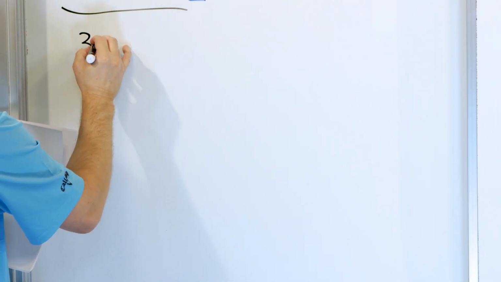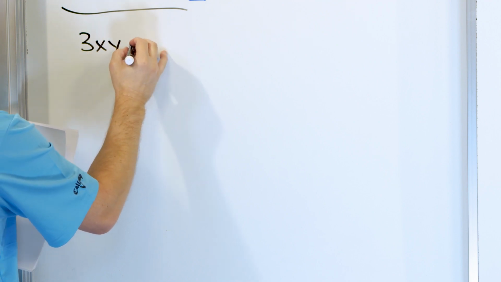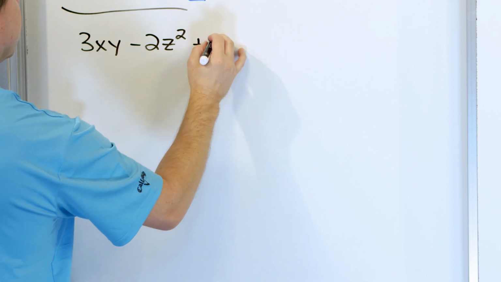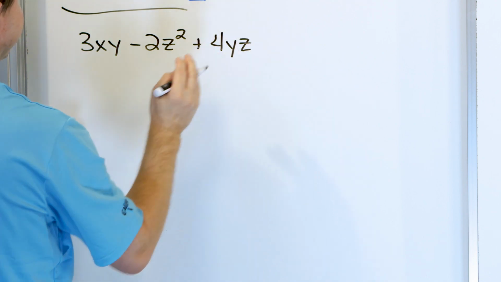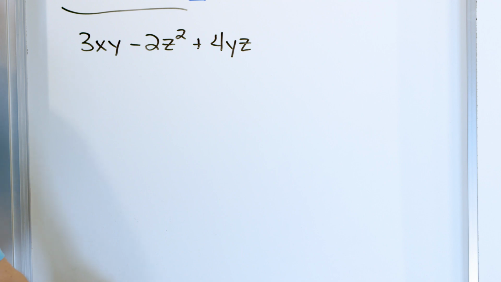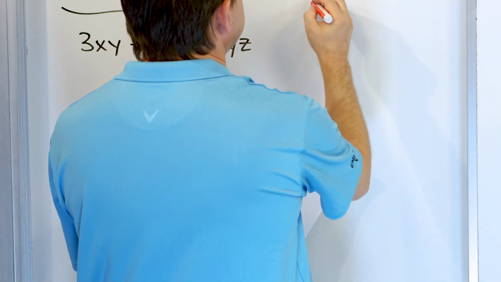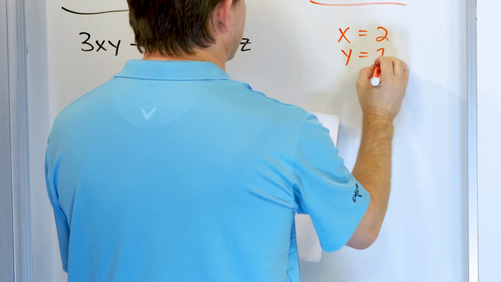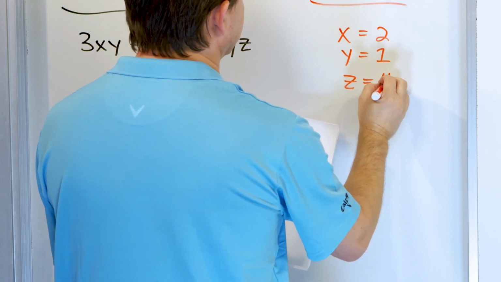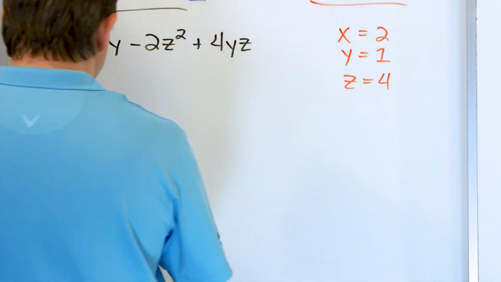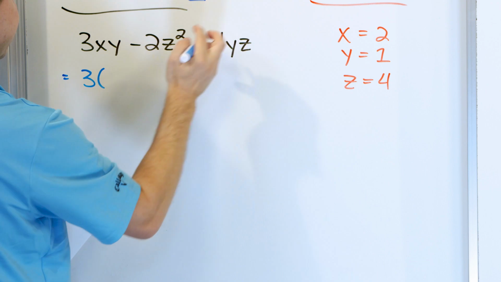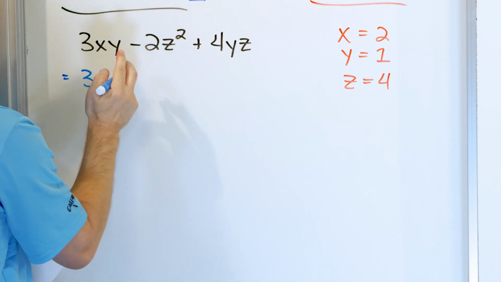Here we have 3 times x times y minus 2 times z squared plus 4 times y times z. So this is starting to look pretty ugly, right? I'm going to give to you that x is equal to 2 and y is equal to 1 and z is also equal to the number 4. So let's put everything in the right position. Here we have 3 times x, which is 2. Actually, I think I'll just use parentheses.